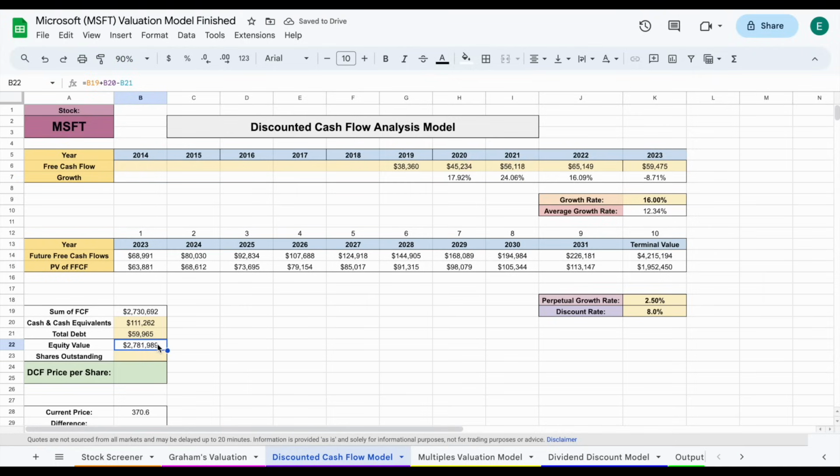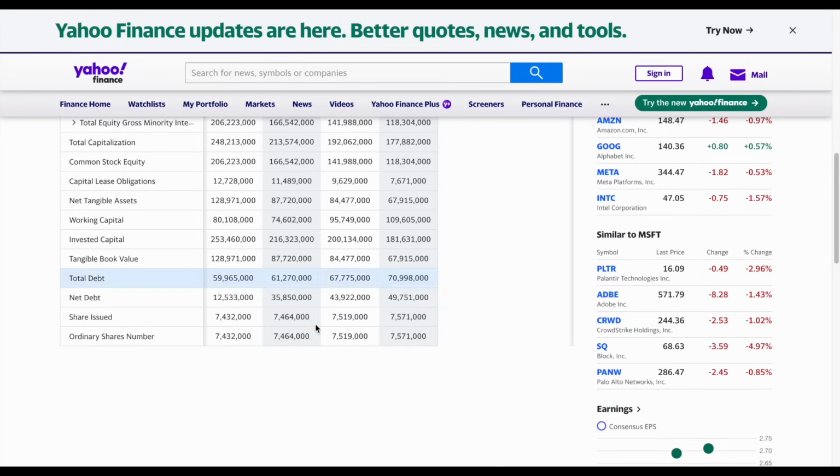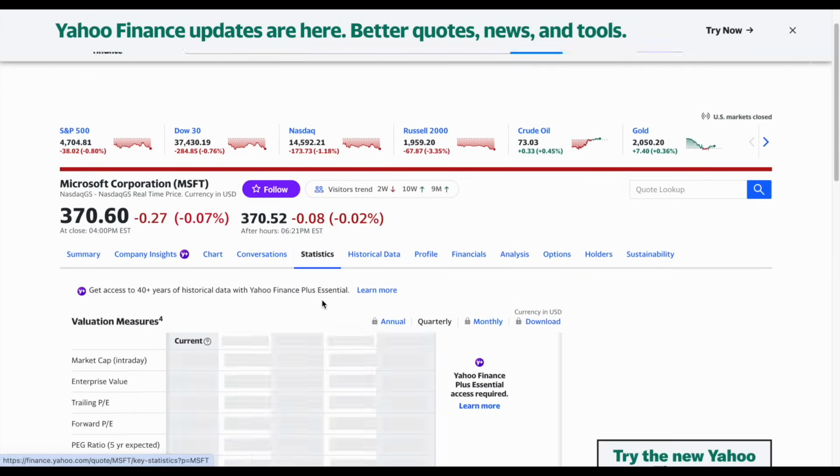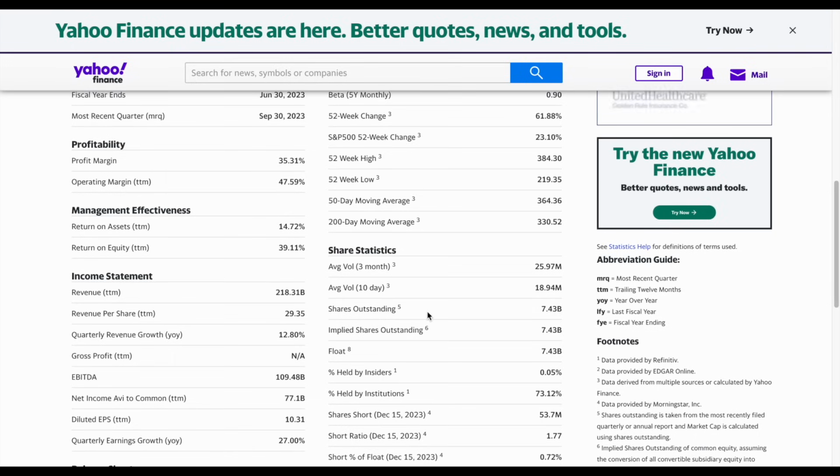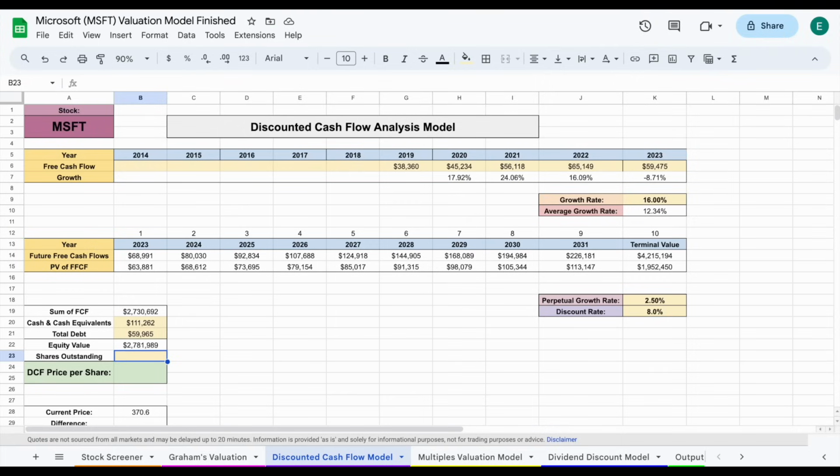That leaves us with one more step, and that is to divide by shares outstanding. Again, this is something we could find a lot of different places, but we're on Yahoo Finance, so let's stay there. If we go over to the statistics tab and scroll down, we can see our shares outstanding right here at 7.43 billion. So we'll plug in 7430 and hit enter. And you can see we now have the intrinsic value of Microsoft with a very simple formula. We just took the equity value and divided by the shares outstanding, and that gave us our discounted cash flow price per share of $374.43, which is actually right at the current trading price for Microsoft.